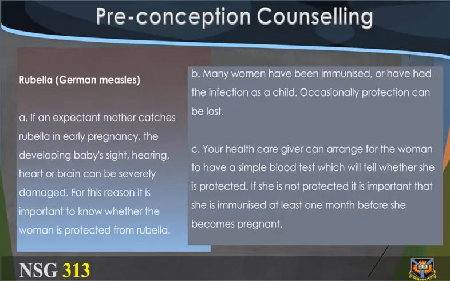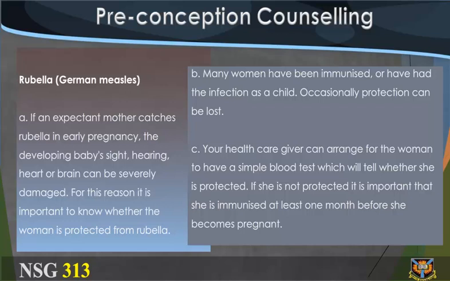Rubella, German measles. A. If an expectant mother catches rubella in early pregnancy, the developing baby's sight, hearing, heart, or brain can be severely damaged. For this reason, it is important to know whether the woman is protected from rubella. B. Many women have been immunized or have had the infection as a child. Occasionally, protection can be lost.